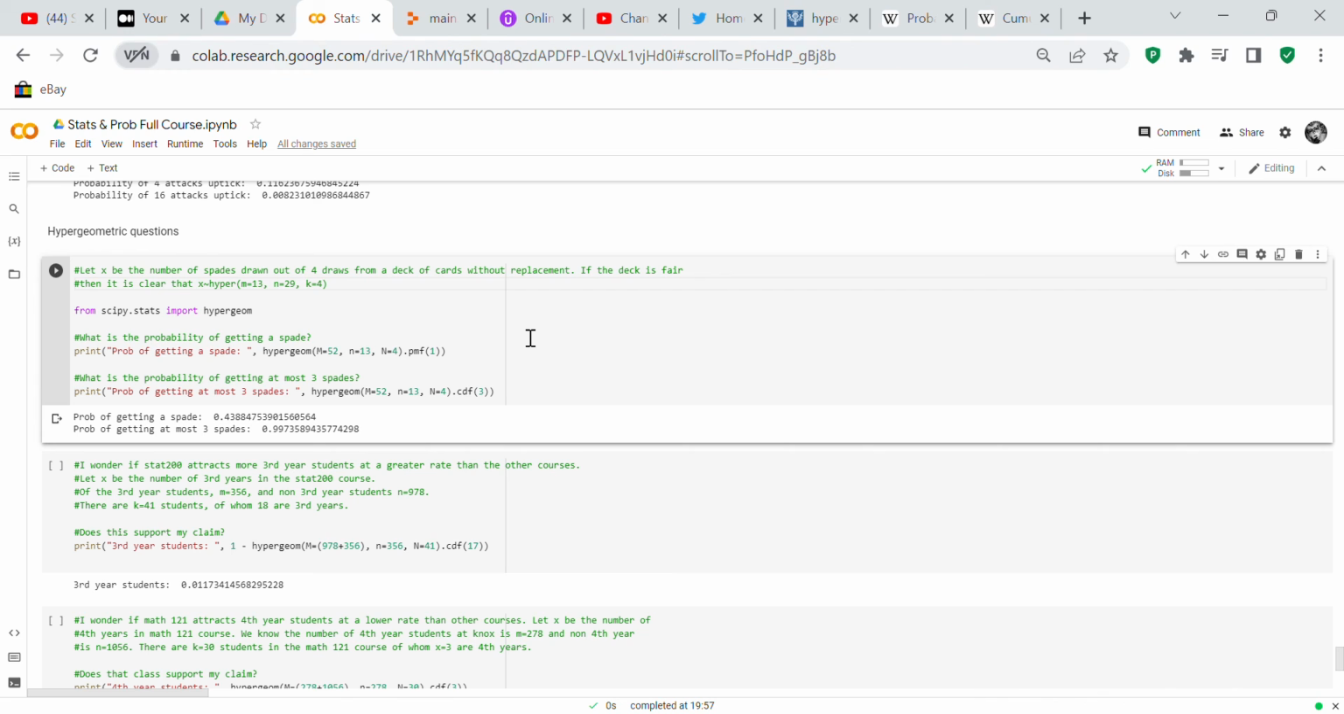And then the next question is, what is the probability of getting at most 3 spades? So the answer to that is hypergeom, M equals 52 because there's 52 cards in the deck. N equals 13 because there's 13 spades in the deck. N equals 4 because you get 4 tries. And then .cdf(3), 3 because you want at most 3 spades. And then the answer to that is 0.99735. And that's exactly what you got with R.